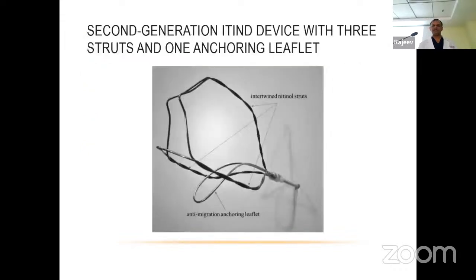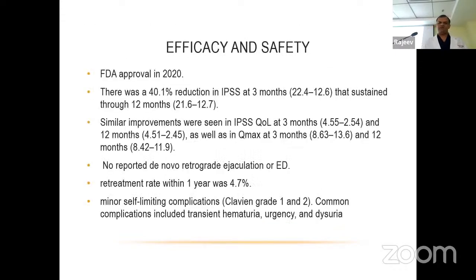This is a second generation ITIND device with 3 struts and 1 anchoring leaflet. Efficacy and safety were investigated, and it was given approval by the US FDA in 2020. It has been seen that there is significant reduction in IPSS at 3 months as well as at 12 months, and similar improvement in the IPSS quality of life at 3 months and 12 months. Qmax is also significantly improved.